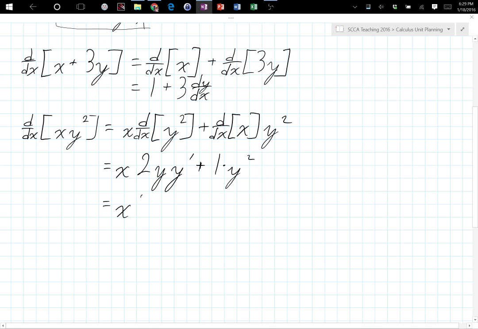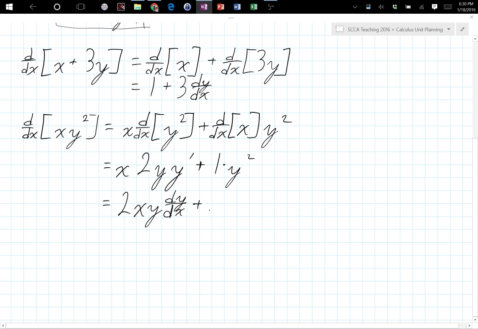And now I have x times 2. Well, here, let me put it in a more conventional notation. We should put the coefficients up front. So 2x y, and I'm just rewriting that y prime as dy dx, plus y squared. And that is differentiating, that is implicit differentiation.